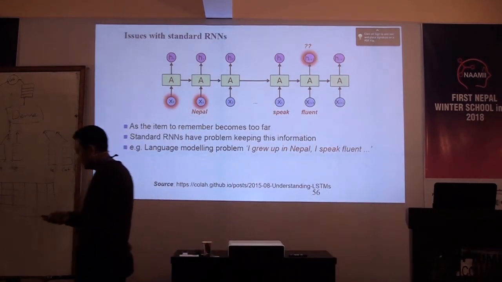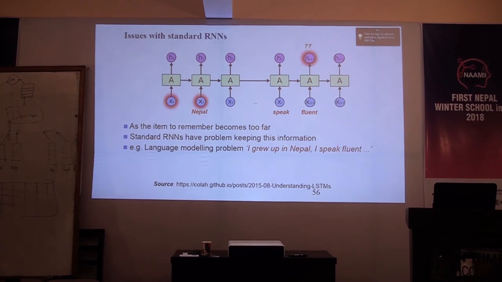The problem with the standard RNN is that if you have something like, I grew up in Nepal and I speak fluent, what? I speak fluent Nepali. But why should I say Nepali here and not French? Because I've seen this Nepal here. So for this language modeling problem, this RNN has to keep track. It has to remember this Nepal all the way here. At this point, when it sees fluent, it says, ah, it must be Nepali.